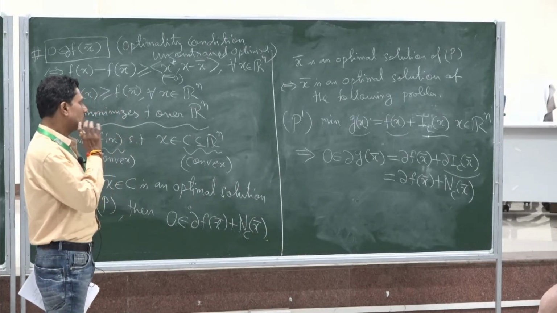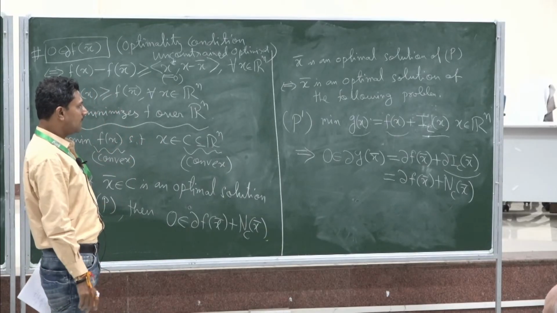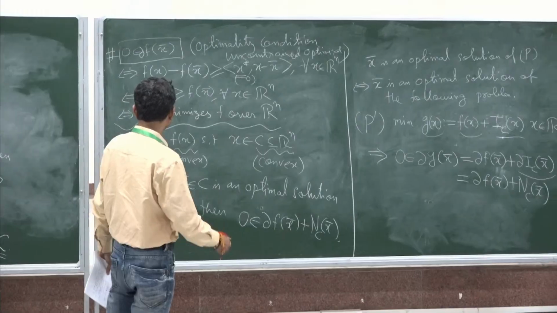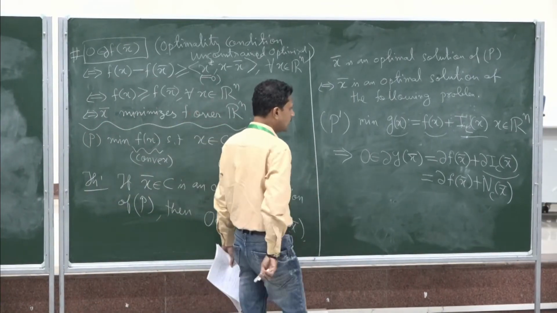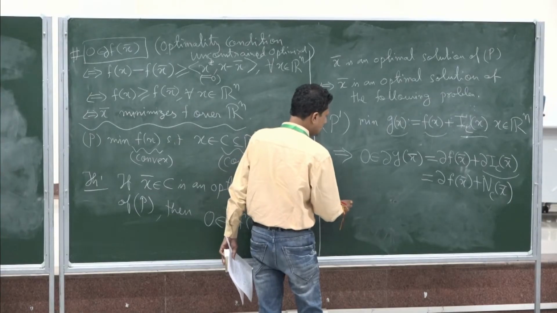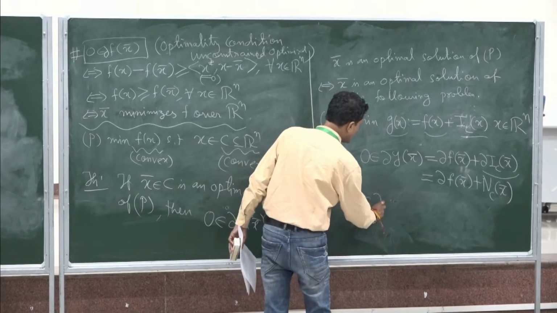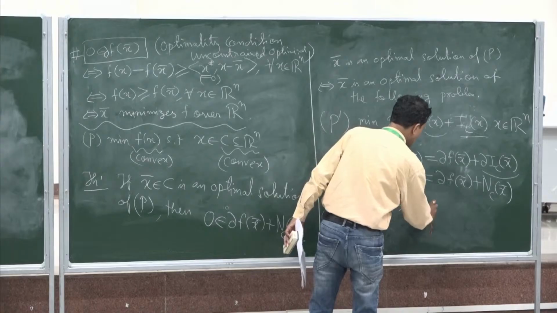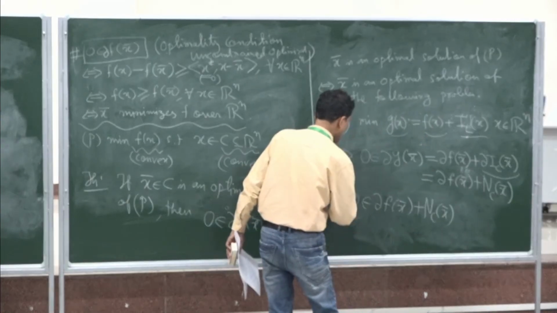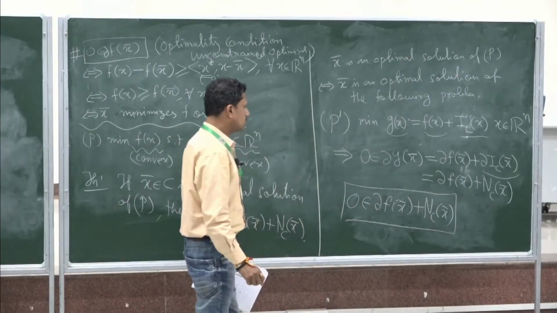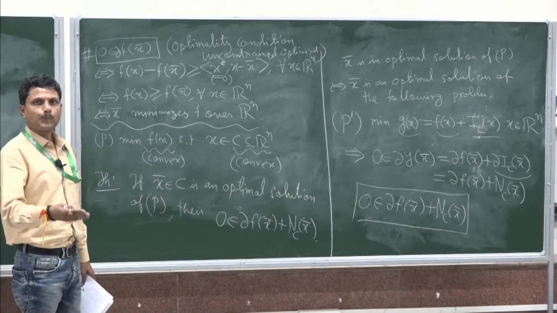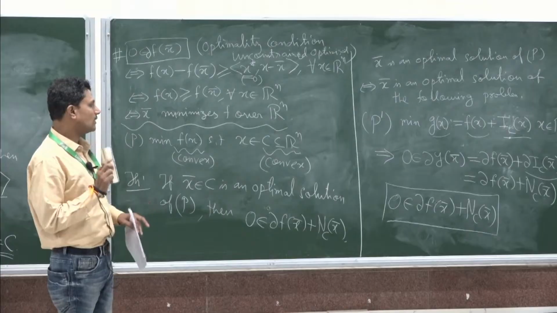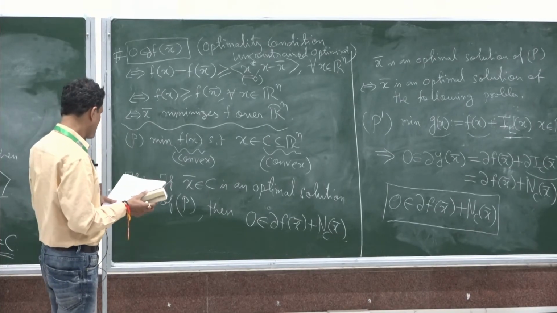So now by using this notion of indicator functions, we could find out an optimality condition. This is another optimality condition for this convex optimization problem, and that is: 0 belongs to the subdifferential of f at x bar plus the normal cone to C at x bar, right? So this is an optimality condition for the convex optimization problem, where function f is convex and the constraint set C is also convex, right?